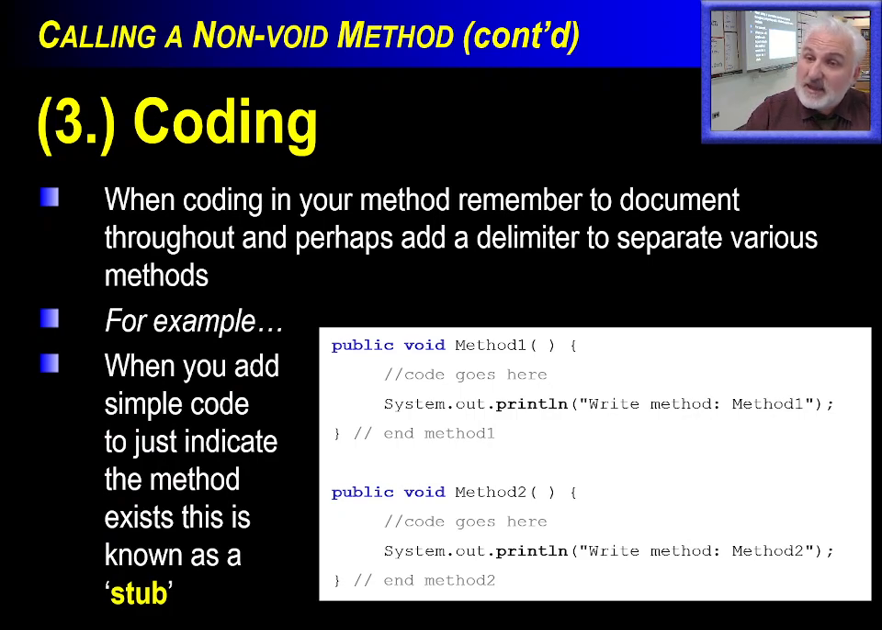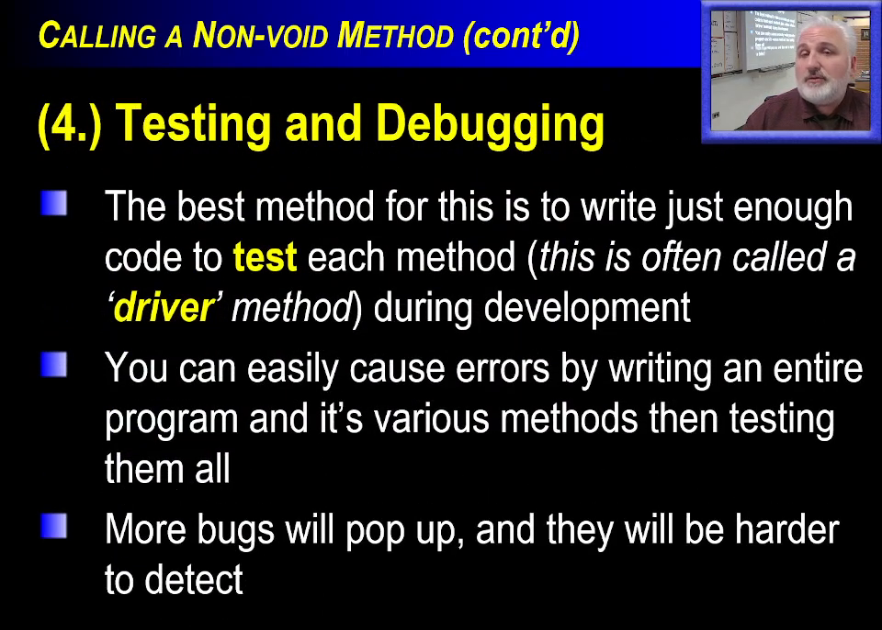You can do what's called stub your method, just test it quickly. You could then write what's called driver code to really put into the testing of your method. Testing is important. Make sure that if your method does one thing, that it's doing it well, it's doing it properly, and any potential errors have been handled.